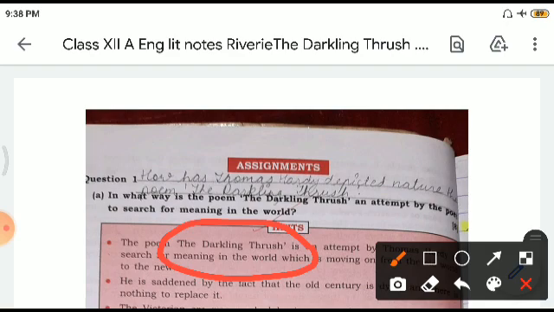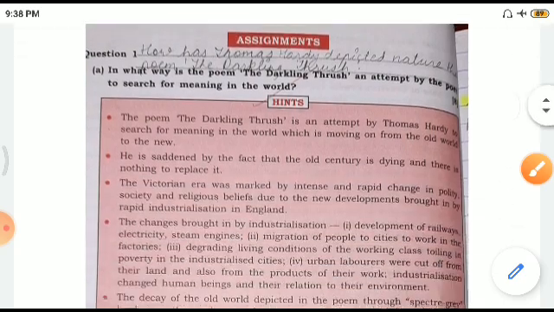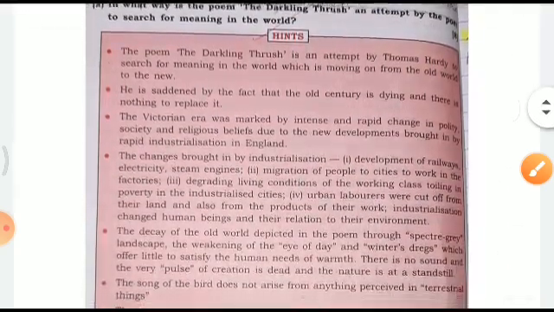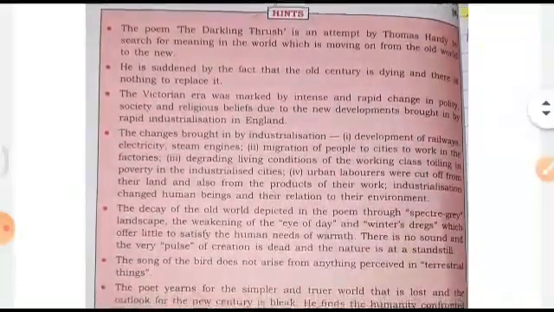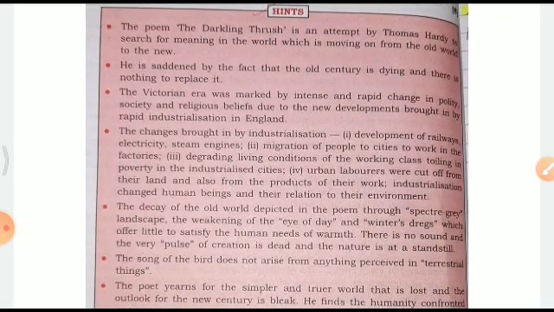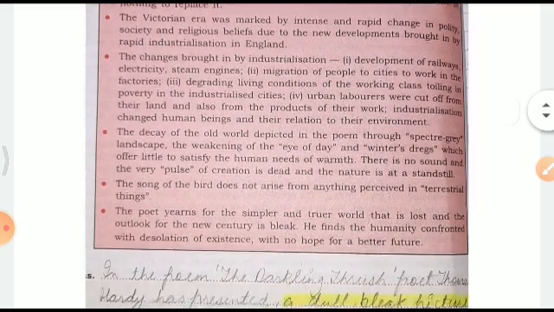So let us take care of the first question. Let us see how this question goes on. How has Thomas Hardy depicted nature in the poem The Darkling Thrush? Right, this is the question. And now see, there are certain hints which are given, right? The hints which are there. And now see, let us go to the answer.